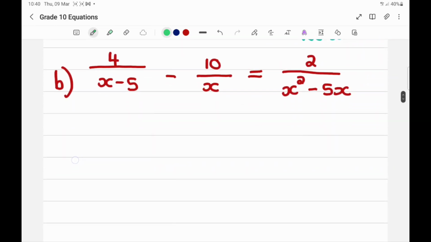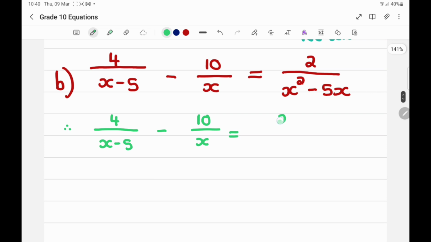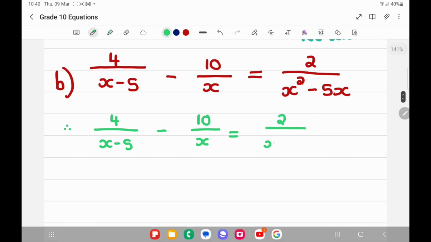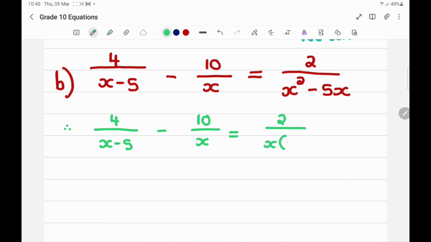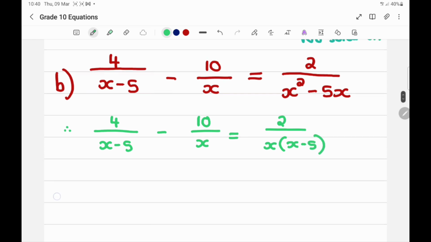If we look at number B, we're going to factorize where we can. First factorize: 4 over x minus 5 can't be factorized, 10 over x can't be factorized, and 2 over here I can take out a common x, and then what is left? x minus 5. So now let's have a look at our restrictions.